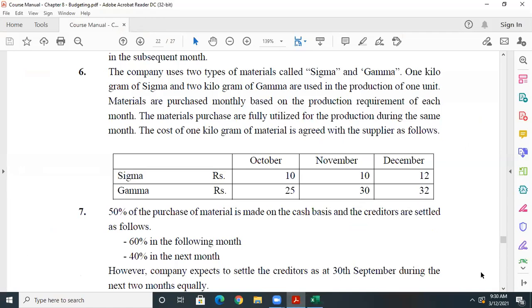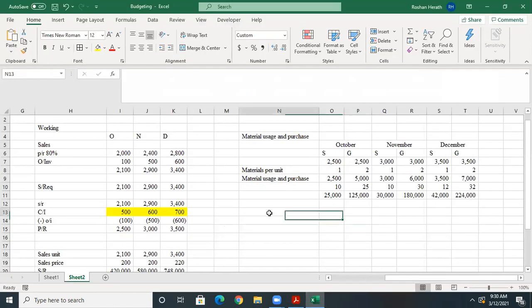Now let's see how it's going to be settled. The 50% of the purchase of material is made on the cash basis, and the creditors are settled as follows. 50% of the materials you are going to pay in the same month, but the remainder you are going to pay in the next couple of months. The 60% out of the credit purchases in the next month, and the remaining 40% in the month after. Okay, so that information is also important.